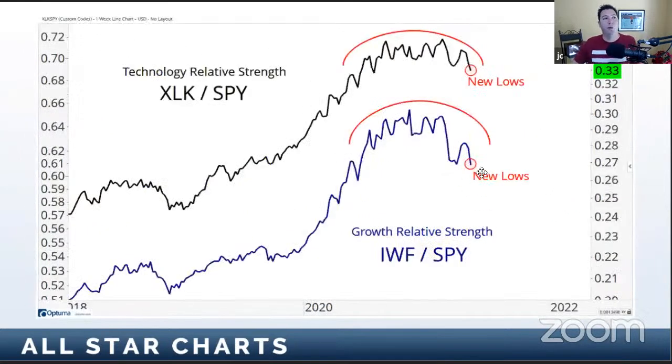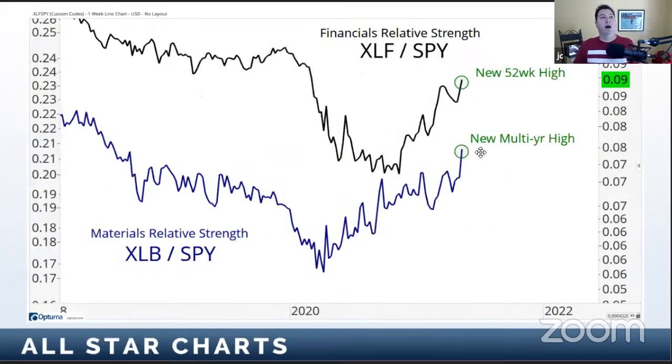By the way, these charts were from the weekend. It got even worse yesterday. Meanwhile, look at value stocks, financials making new 52-week relative highs. Look at materials making new multi-year relative highs. These are the value areas of the market, which, by the way, if you go back to 2004, 2005, 2006, this was early on in my career, it wasn't tech and growth that were outperforming. It was the value stocks.